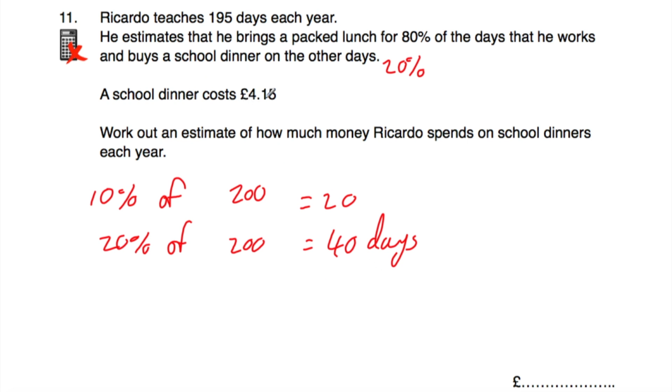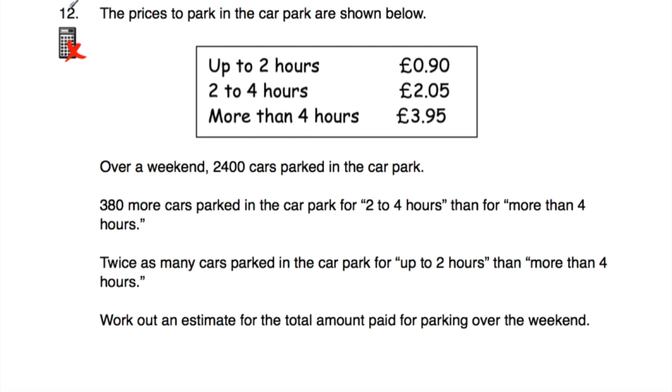And each school dinner costs £4.15. So if we do 40 multiplied by £4, which is our estimate, just rounding down, that'd be roughly how much money Ricardo spends on school dinners each year. So 4 times 4 is 16, so 40 times 4 would be £160. So our estimate for how much money Ricardo spends on school dinners each year would be £160. And that's it. Okay, let's look at our last question, question number 12.